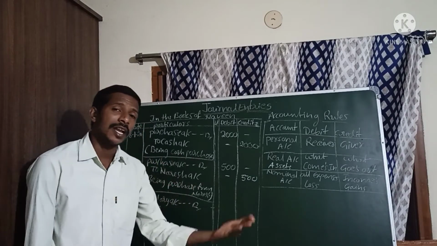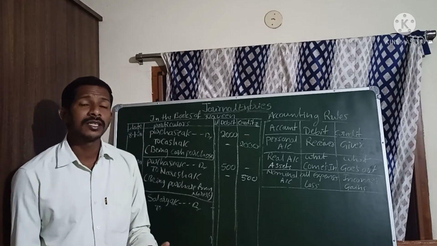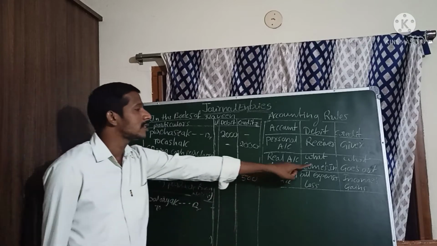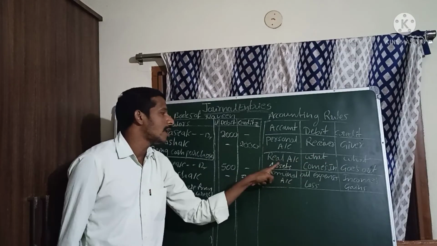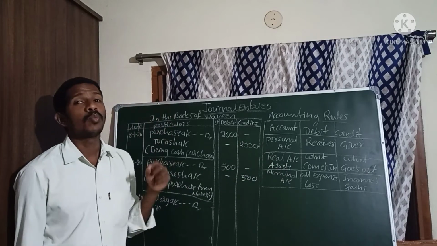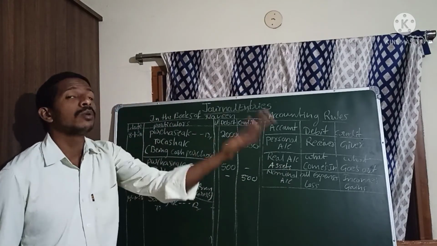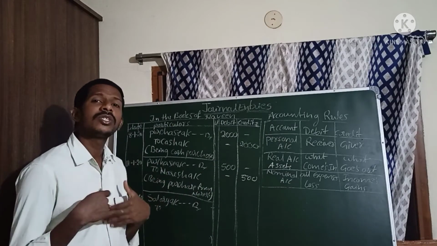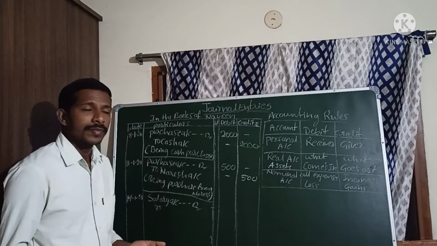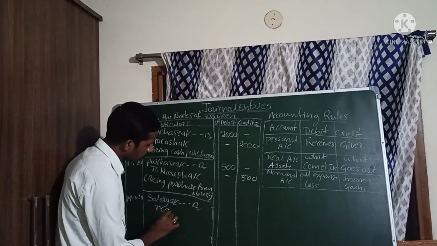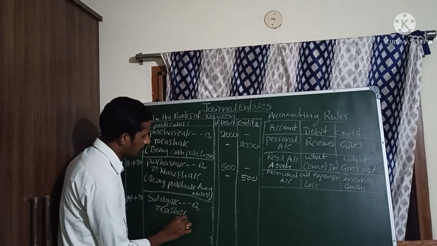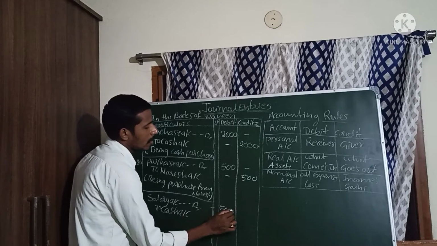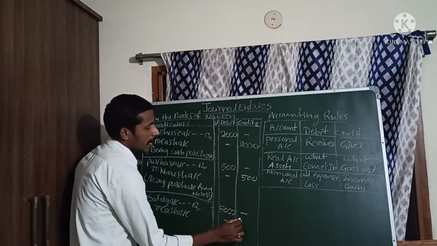whenever the business is paying salary, what is going from the business? Cash goes out. Whenever cash goes out, it is credit in real account. In real account, what goes out? Credit. Yes or no? So cash goes out, cash is credit. We are paying salary, which means cash is going from the business. So cash account credit. For example, 5000 is there. So debit column 5000, credit column cash 5000.